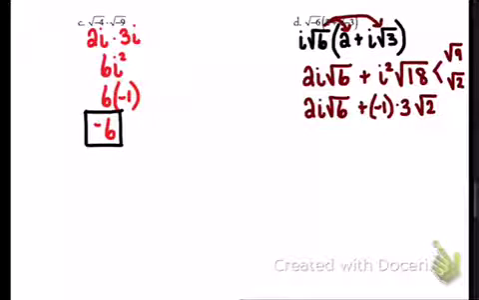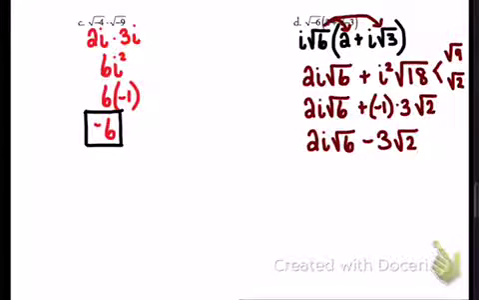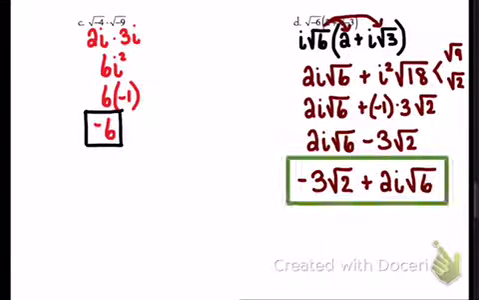I changed the i squared to negative 1, and I changed the square root of 18 to 3 root 2. Simplify that one step further. Negative 1 times 3 is negative 3. 2i root 6 minus 3 root 2. Be careful, that is not in standard form. You want to make sure you rewrite that and put that in standard form. Real part first, imaginary part second. Looks like that'll be your answer there.